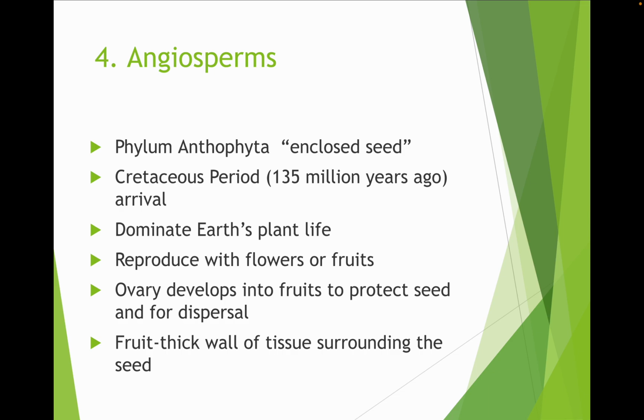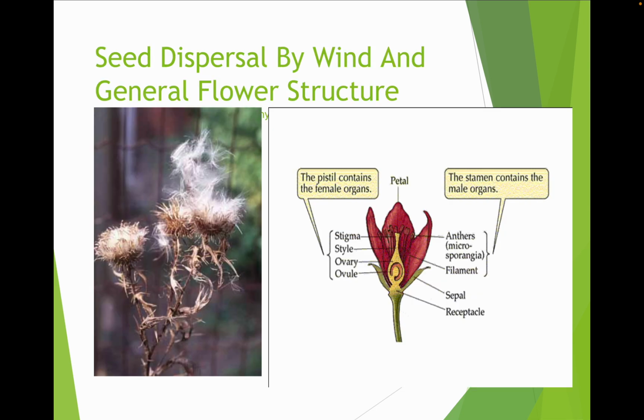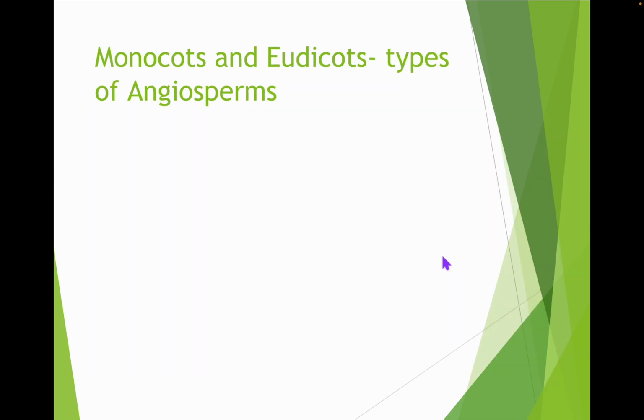The fruit is a thick wall of tissue surrounding the seed, okay, with lots of nutrients for that seed that we take advantage of. So we were looking at seed dispersal by wind and their general flower structure. Again, this is something we spend a significant amount of time on later on in the unit.